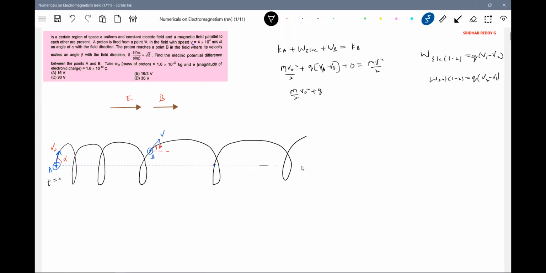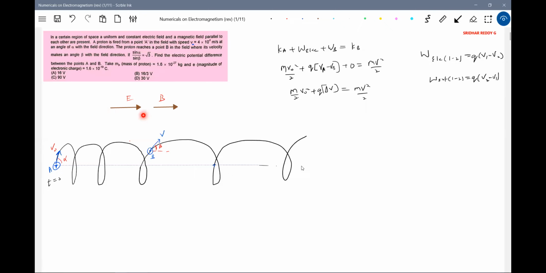Proton charge, we know it. So this is delta V. Too many symbols related to this one. There's a potential difference equal to M V square by 2. So we don't know V, what to do? How is the electric field directed?